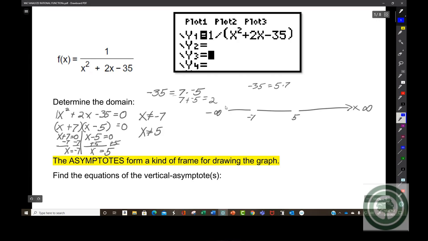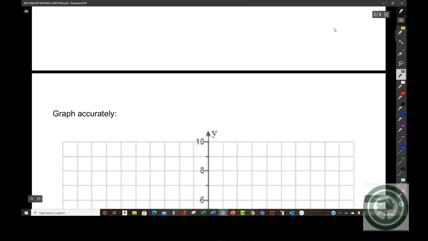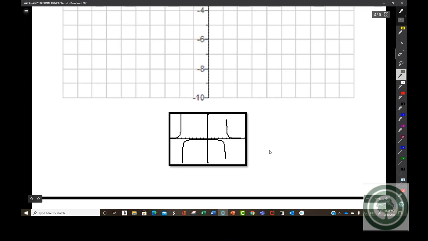So now my domain is going to be all of these numbers, all of these numbers, and all of these numbers. So the domain is going to be negative infinity to the left side of negative 7, unioned up with the right side of negative 7, to the left side of 5, unioned up with the right side of 5, going all the way to positive infinity. And that's your domain. Now notice that your graph is going to match up with the domain.